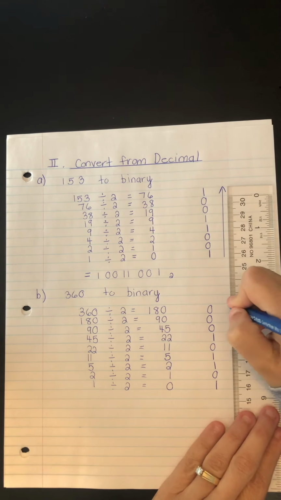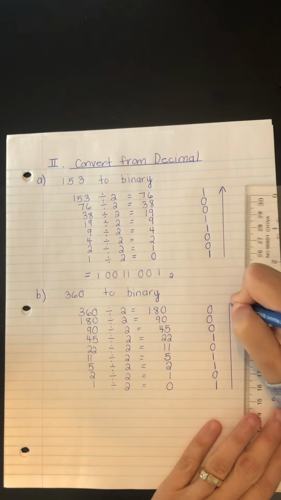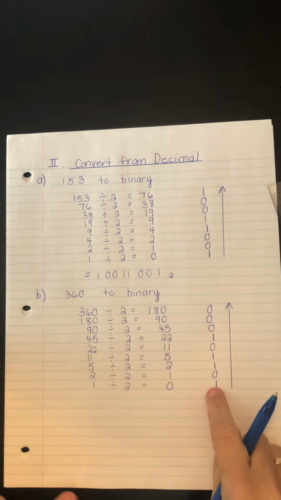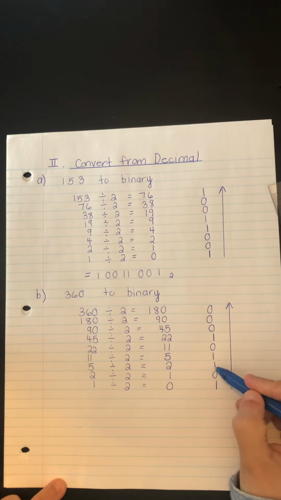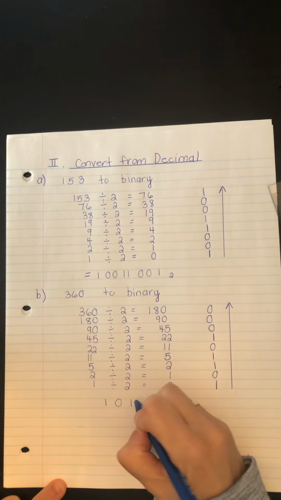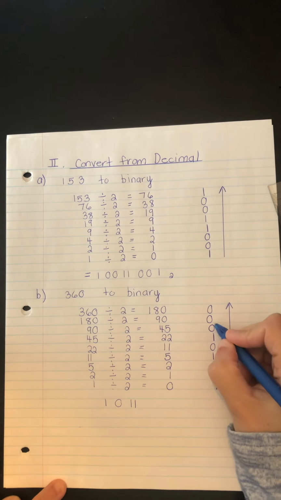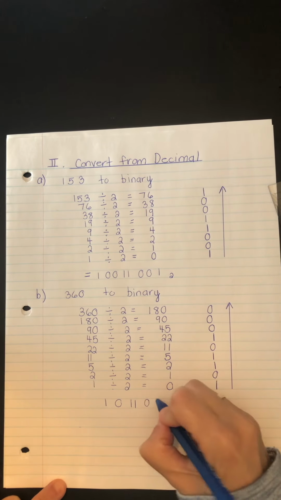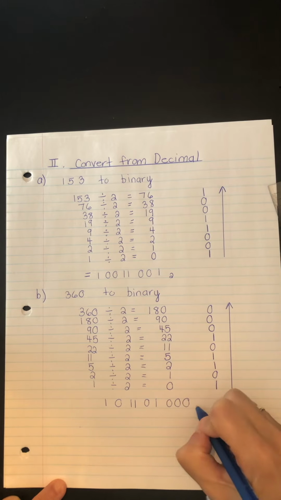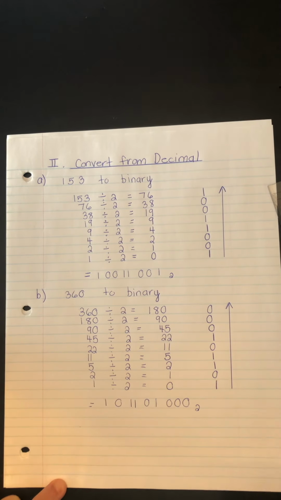And then we make sure when we write down the number, we write it down like this: 1011 01000. Just like that. And the subscript is 2.